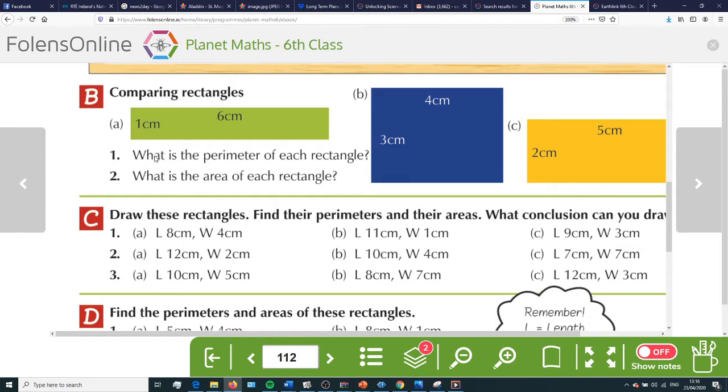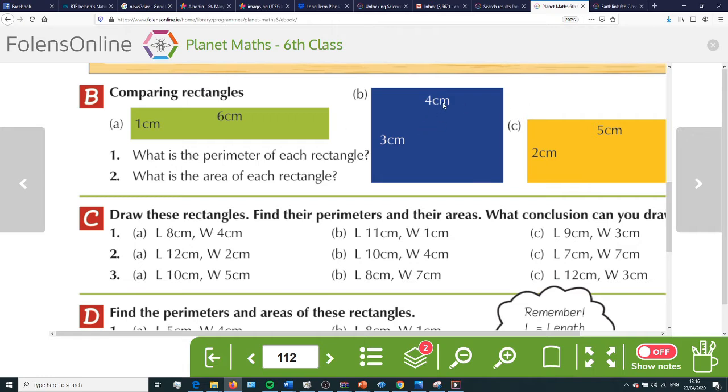Then if I was working out the area, well, the area, we multiply one side by the other. So 6 multiplied by 1. 6 times 1 is 6, and then centimeters times centimeters are centimeters squared, as we'd call it. So 6 centimeters squared is the area of this.